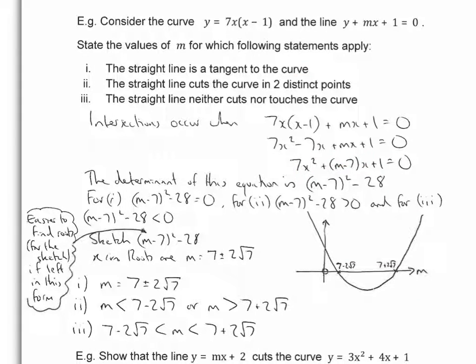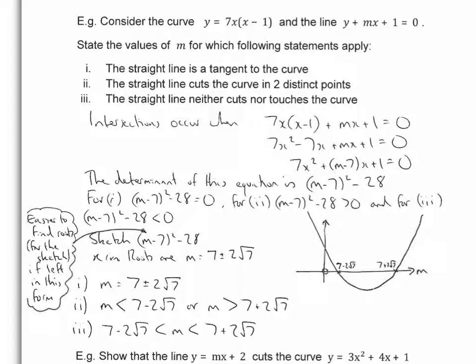So part 1 says that the straight line is a tangent. So there will be one answer to this, one intersection. We know that one answer means that the determinant is equal to 0. For part 2, there would be two answers. We know that two answers means that the determinant is bigger than 0. And if it doesn't touch at all, that means that this has no solutions at all, meaning the determinant is less than 0.